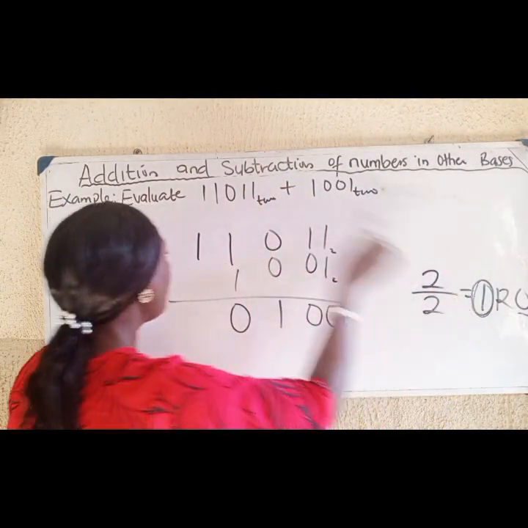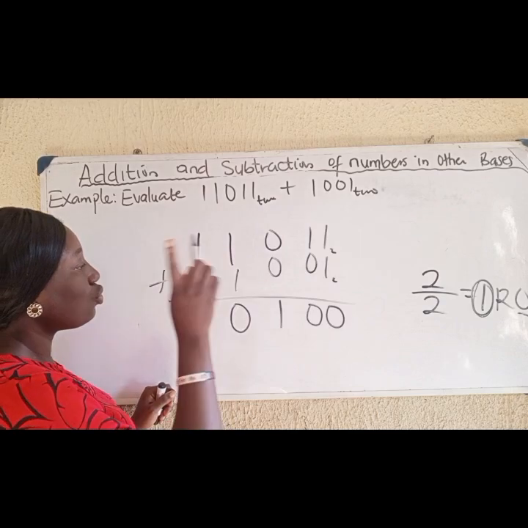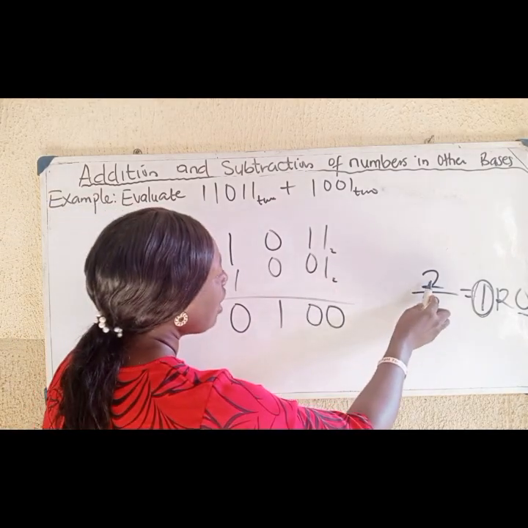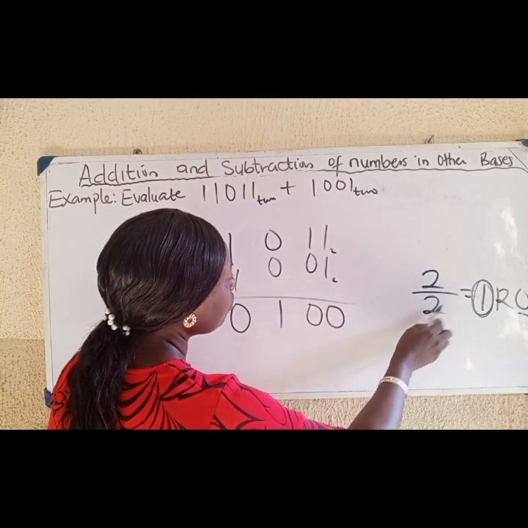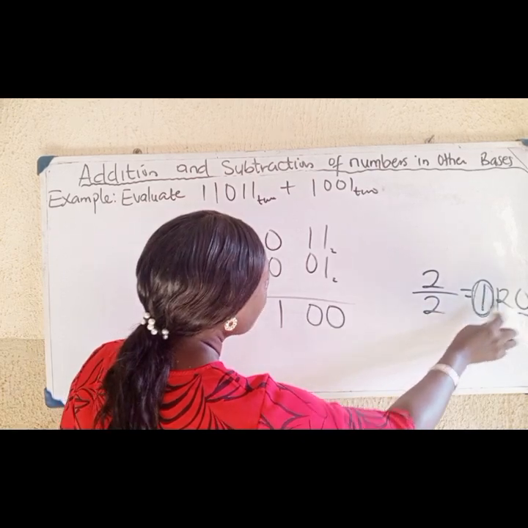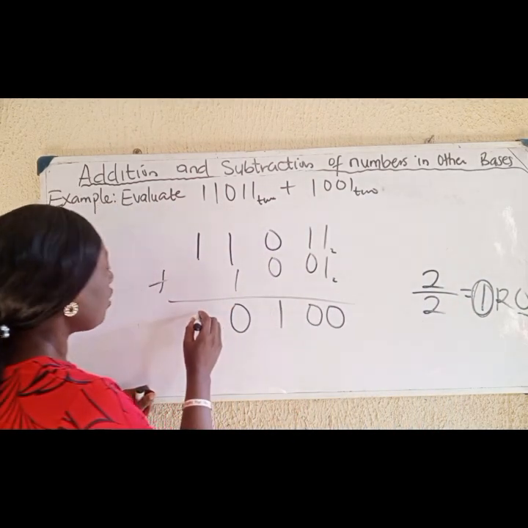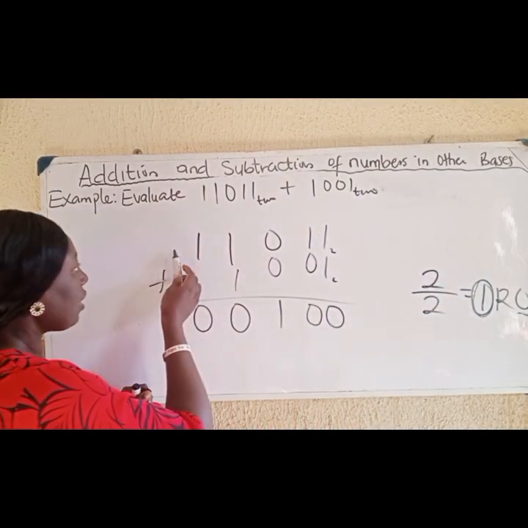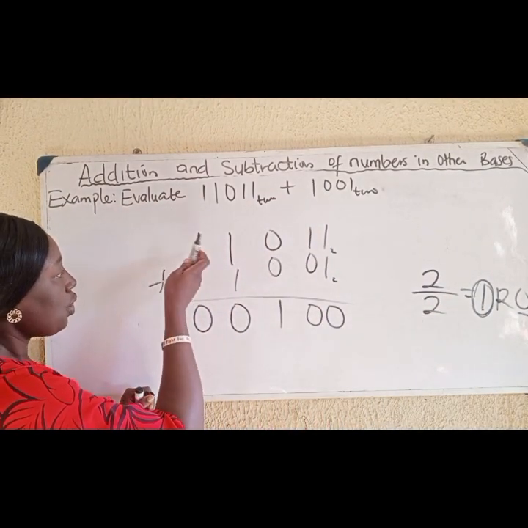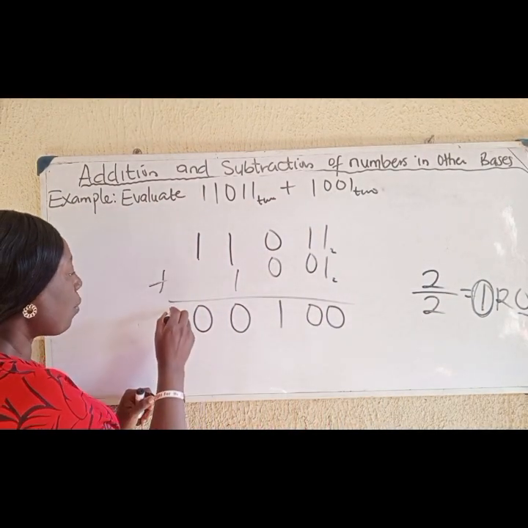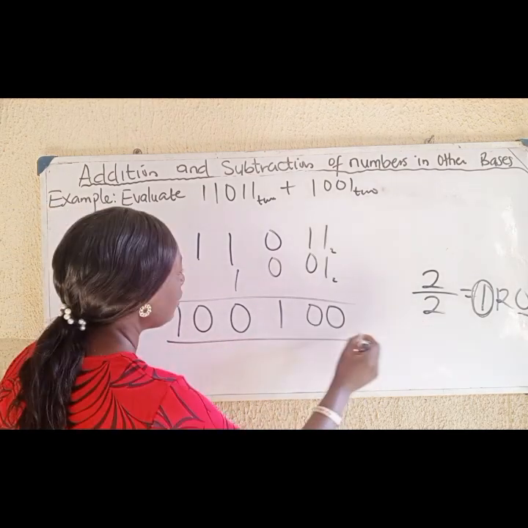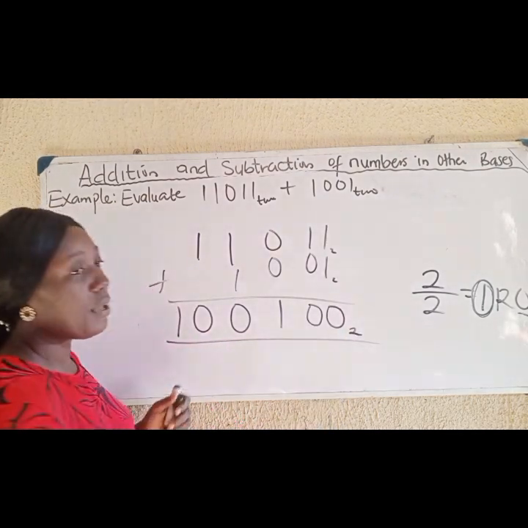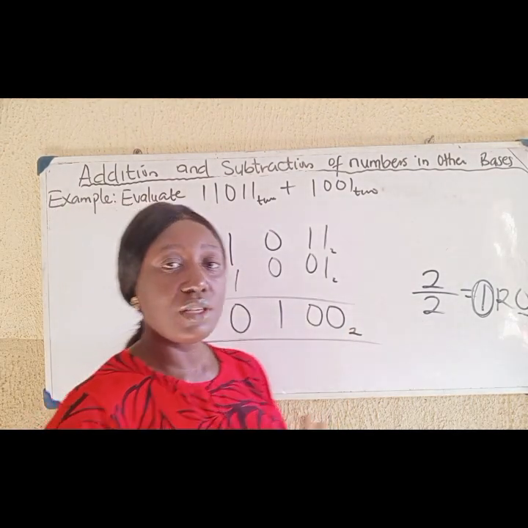And this 1 plus this 1 will give me what? 2. And that 2, I'll change it to base 2, which is 2 over 2. And 2 over 2 is equal to 1 remainder 0. So first of all, I'll write the remainder and carry this 1 to the next number. But if you look at this place, there is no number again here. So I'll bring down the 1, and that's all. I'll put my base. So we have added in base 2.